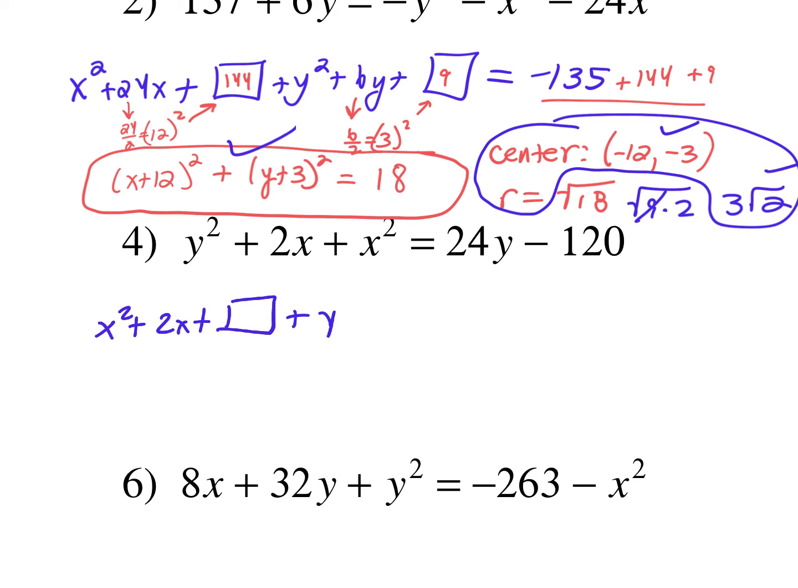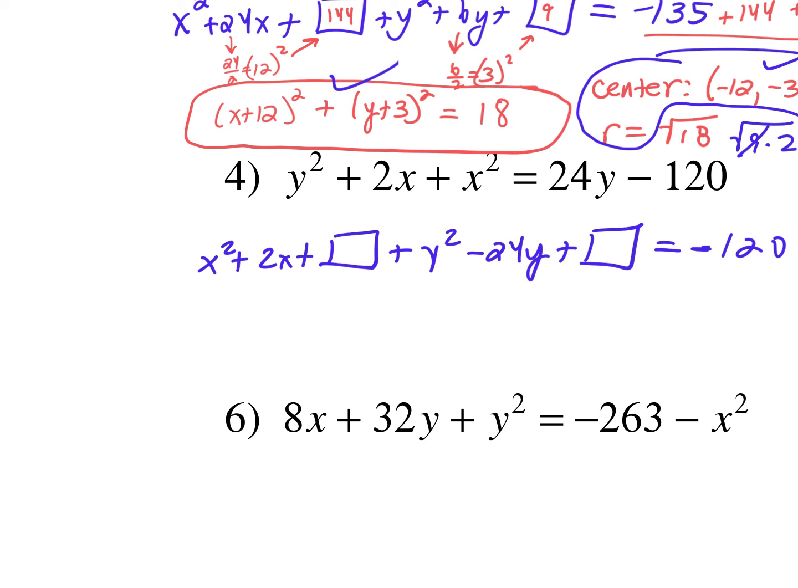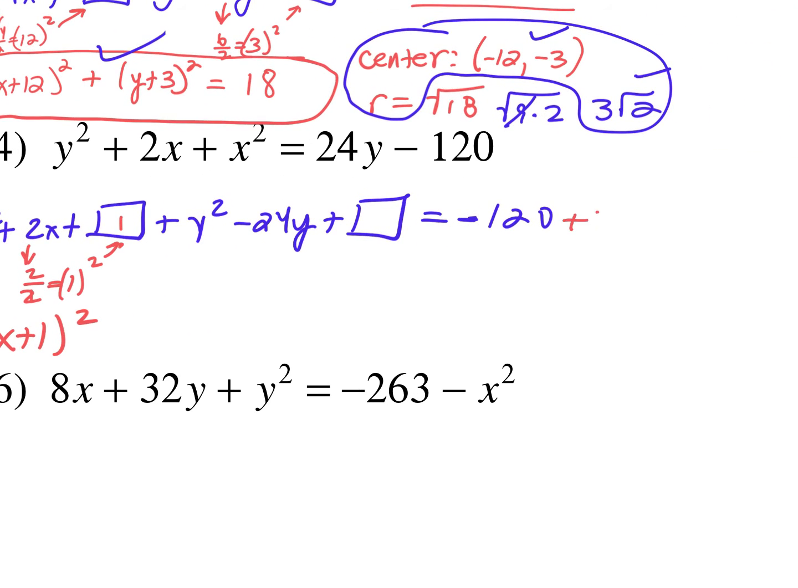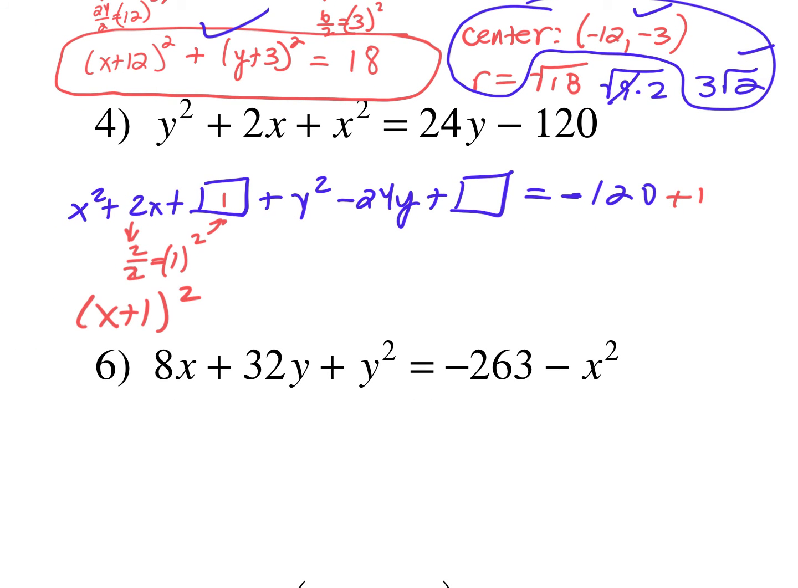Then I have plus y squared. What happens when positive 24 goes to the other side of the equal sign? It becomes negative 24y. Good. And then I can leave that negative 120 over there because that's where I want it anyways. So when we complete the square, take that b term. 2 divided by 2 equals 1. So that's everything I need to know. X plus 1 squared. And then 1 squared is how much? 1. So I'm going to add 1 to both sides. Now I have a big plus sign there.